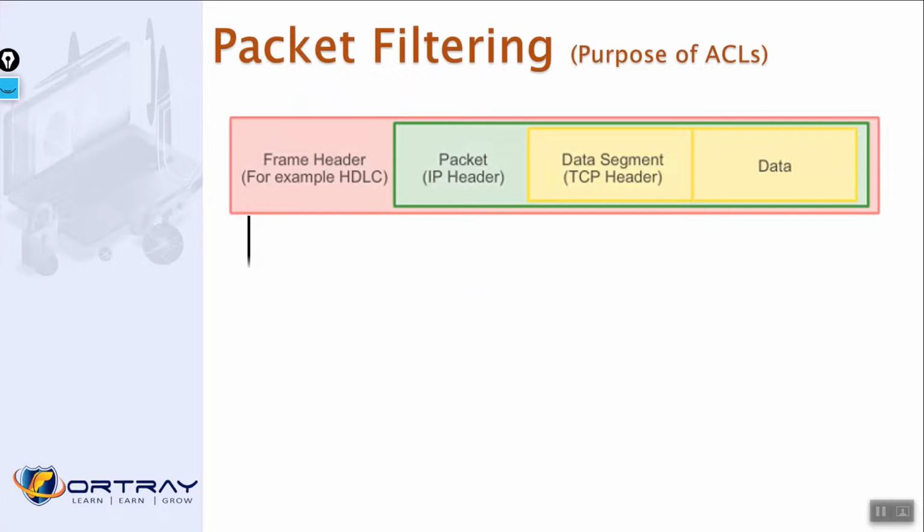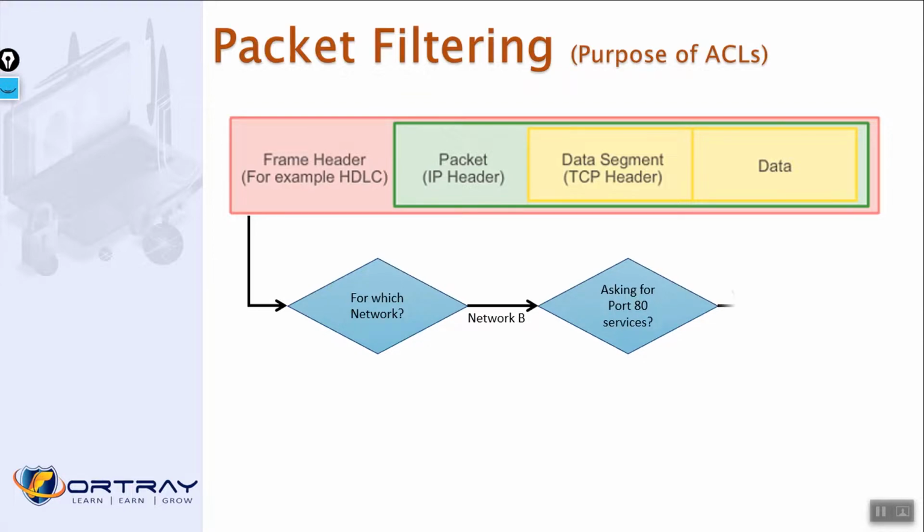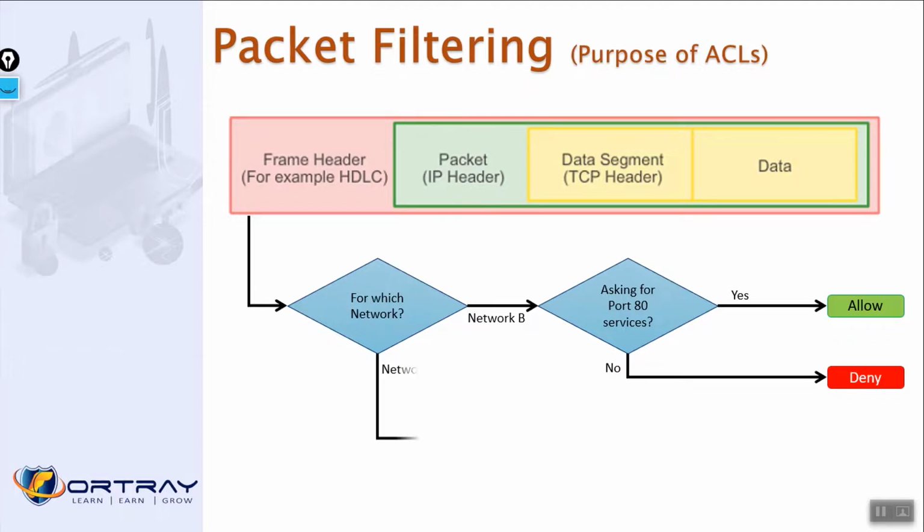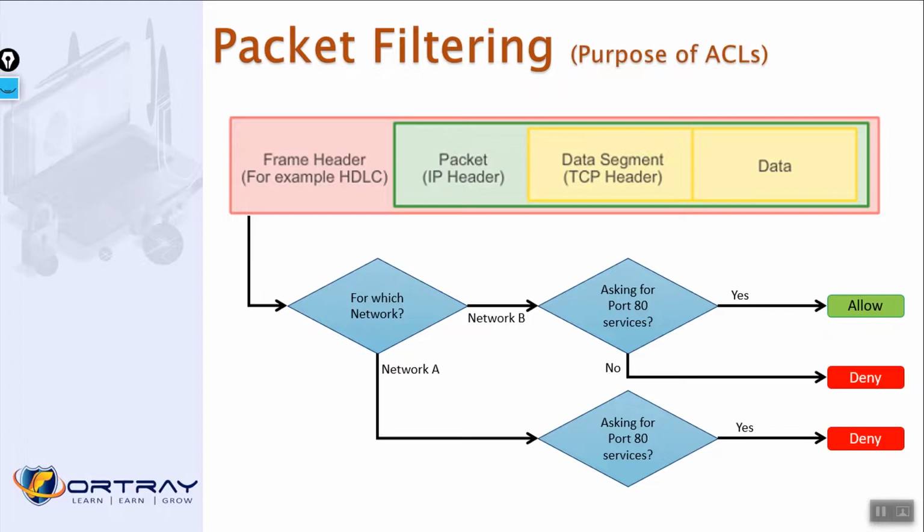So what is packet filtering? The purpose of the ACL: frame header, IP address, for which network? Network B, asking for port 80 services? Yes, allow. So basically, for any network, let's say network B, for port 80, we want to allow or deny. For network B asking for port 80, yes, deny, and no, allow. So basically, you can build some kind of access list entries.